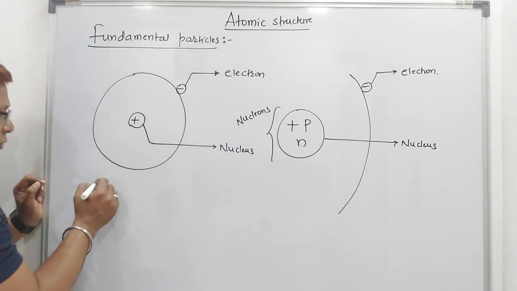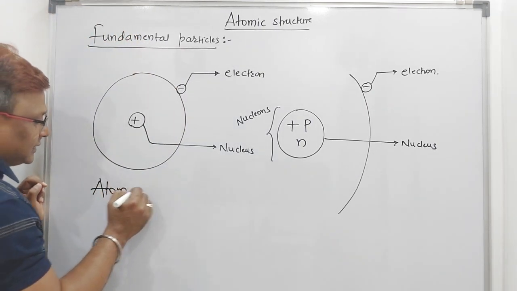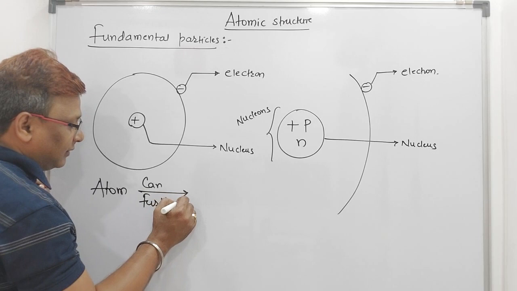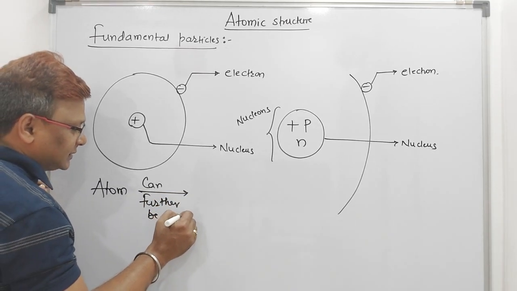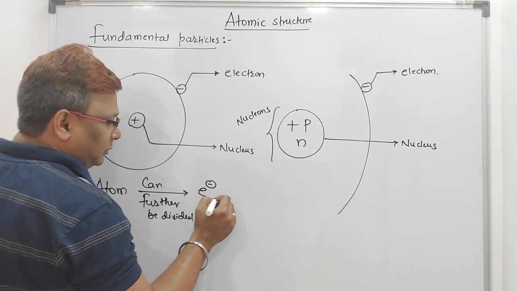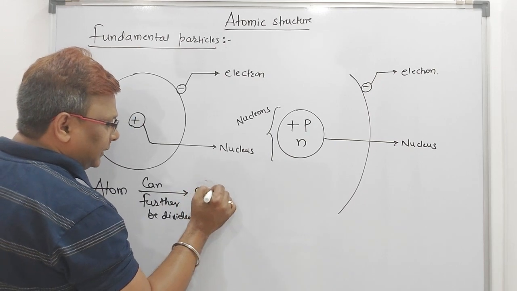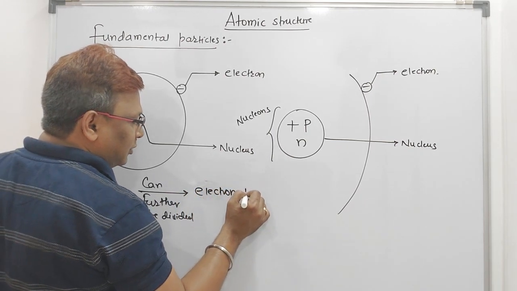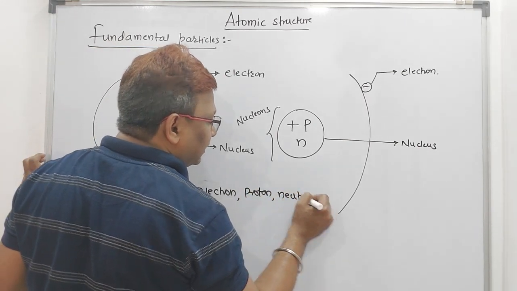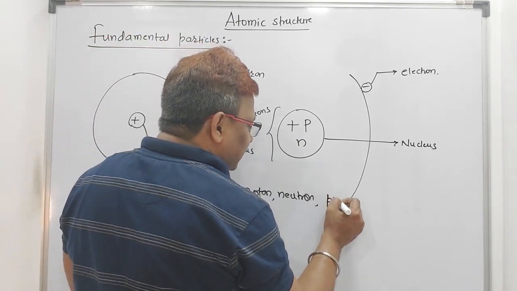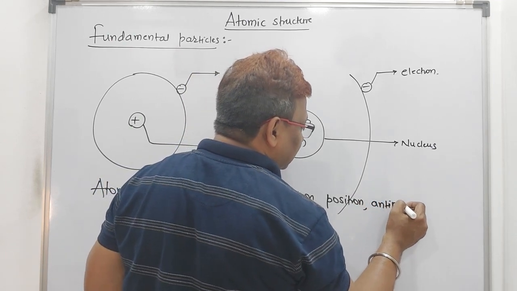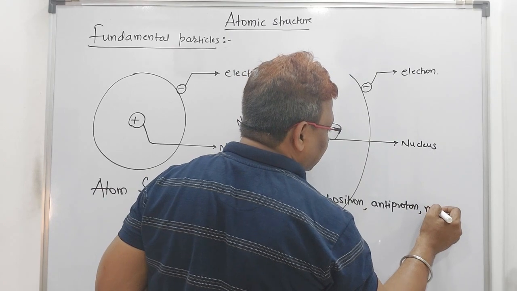So indirectly what we saw is that atoms can further be divided. When these atoms are further divided, what particles do we get? A negatively charged electron, a positively charged proton, and a neutral neutron. Even it gives rise to the positron, the antiproton, and the meson.